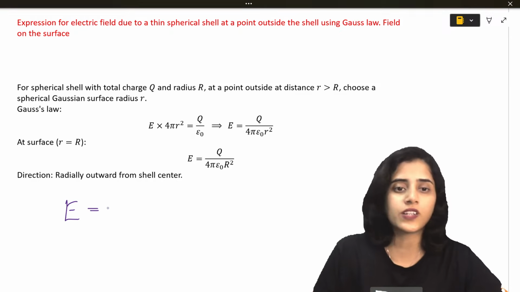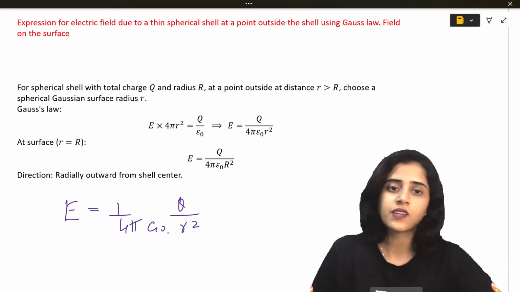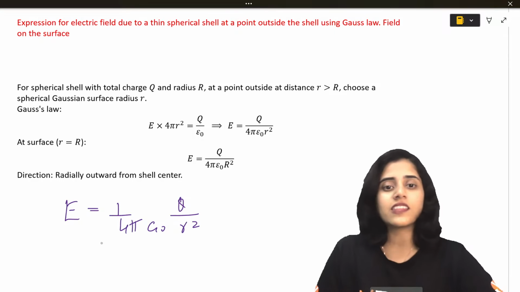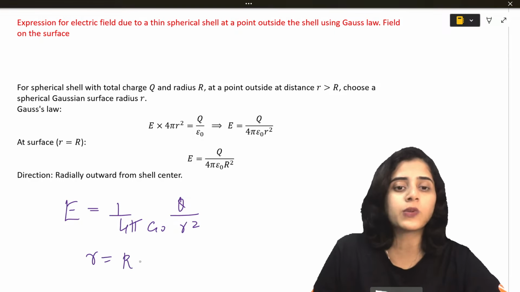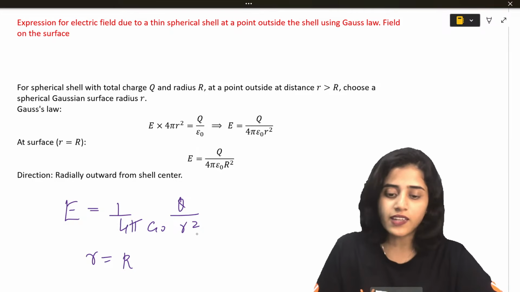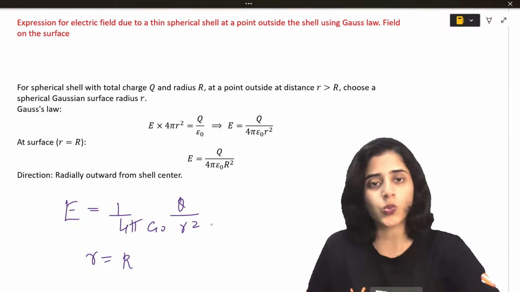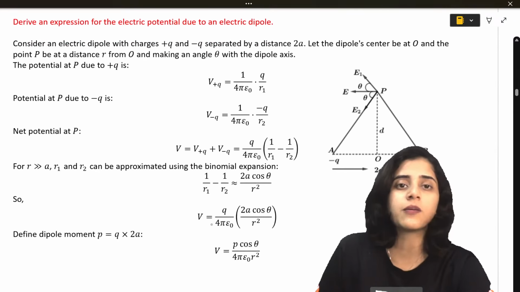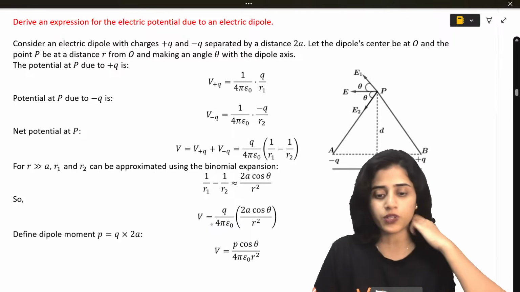Electric field is equal to 1 by 4 pi epsilon naught q by r square. Now, at the surface, you have r is equal to R. So, you just write it as E is equal to 1 by 4 pi epsilon 0 q by capital letter R square.